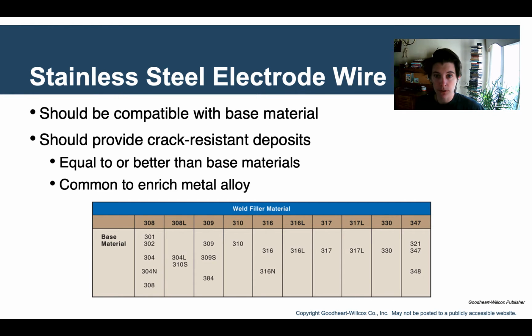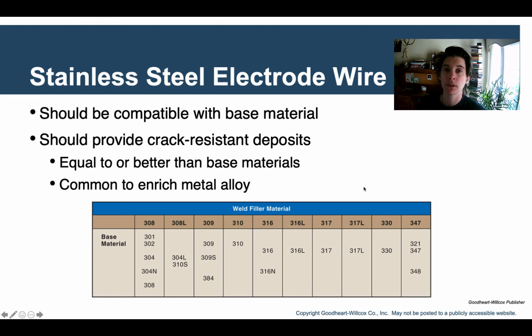Speaking of electrodes, generally for all stainless steels, the electrodes need to be compatible with the base material. That doesn't mean that they have to be the exact same as the base material. It's just this chart will illustrate some of these base materials can be welded with the same alloy of electrode, right? So 308 alloy filler material can weld 301, 302, et cetera, all the way down the chart here.